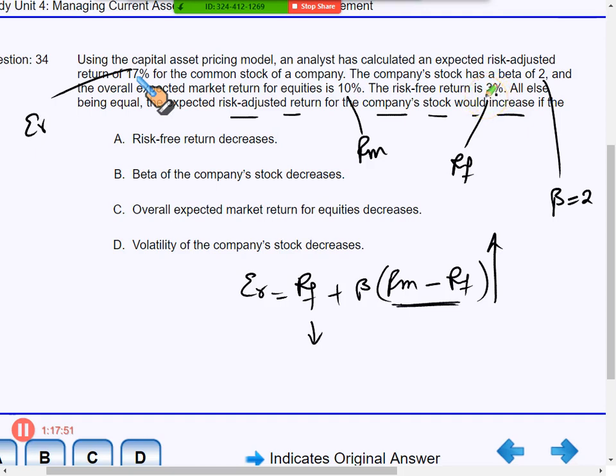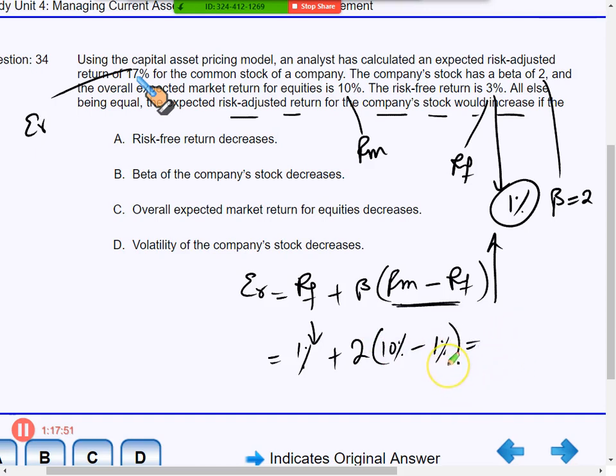let me plug the number. The existing return is 17%, already given. Let us say the risk-free rate falls from 3% to 1%. Let us see what happens. Plug risk-free rate 1%, beta 2, mind it. Return on the market is given as 10%. Risk-free rate is only 1% now. Let us see what is the result. 10 minus 1, 9. 9 times 2, 18, plus 1. It is 19%. See, when the risk-free rate decreases from 3% to 1%, your ER, which was 17% originally, has gone up to 19%. Without doubt, it's A.